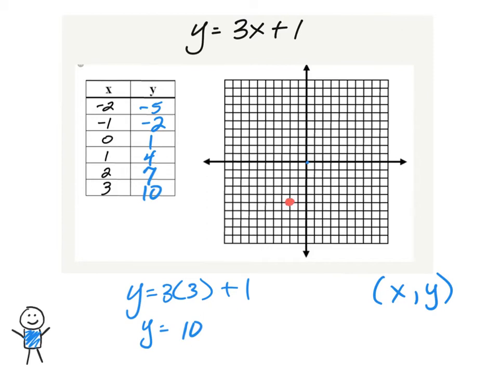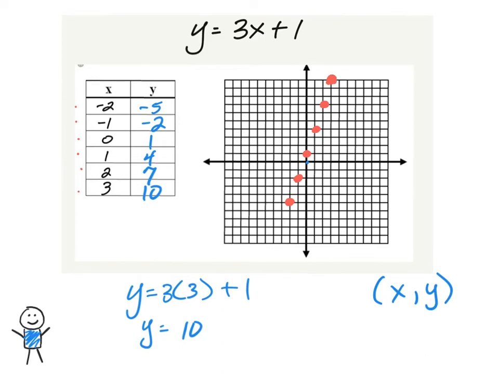On to the second point. The second point is left 1 and down 2, -1, -2. The third point is 0, which means I don't go left or right any, but I need to go up 1 for the y value. 1, 4, I'll go right 1 and up 4. 2, 7, I go right 2 and up 7. And the last point is right 3 and up 10.